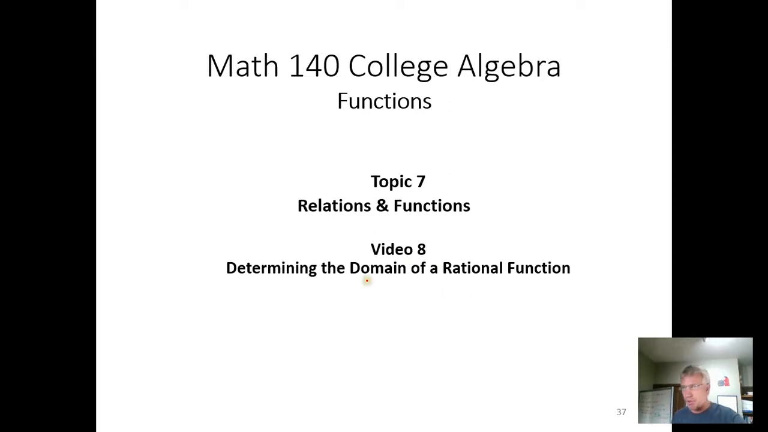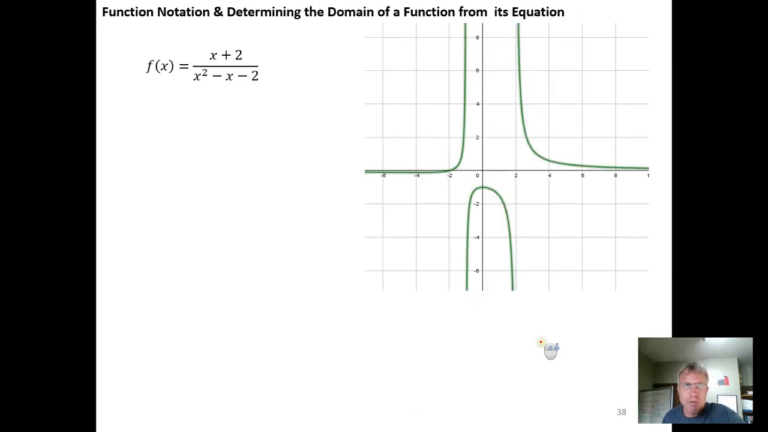So in this video, we're going to look at finding the domain of a function that's called a rational function, and this will be a function that we study more in depth later on in the semester. And here's the graph of this particular function, and you can see by looking at the graph that it might look a little bit more difficult to determine the domain from the graph of the function. But what we're going to focus on in this video is analytically determining the domain of this function.